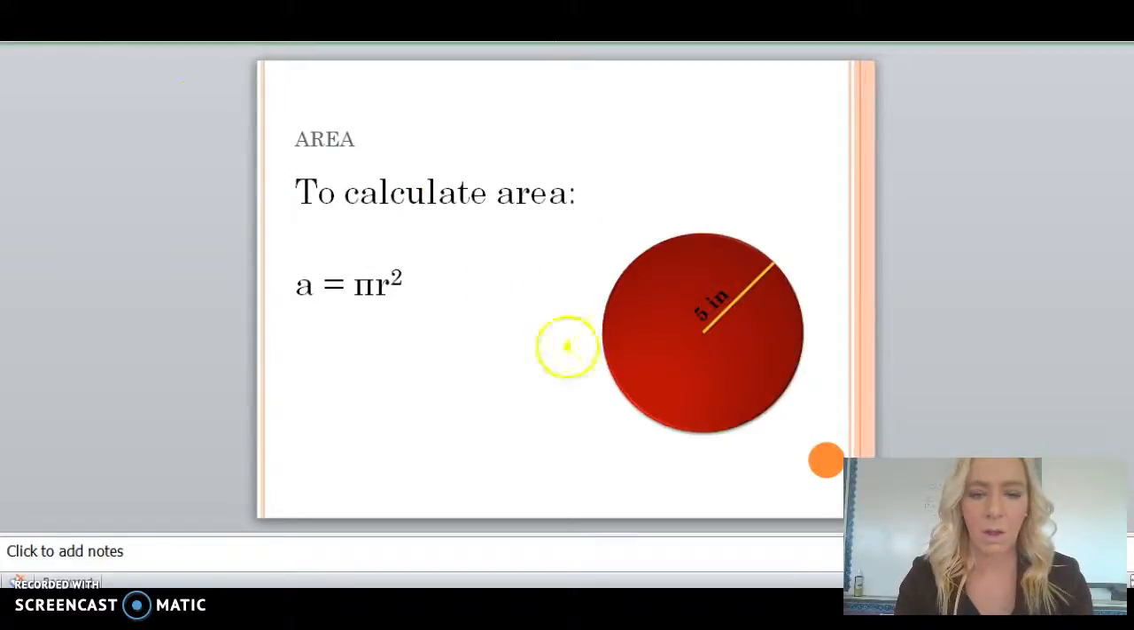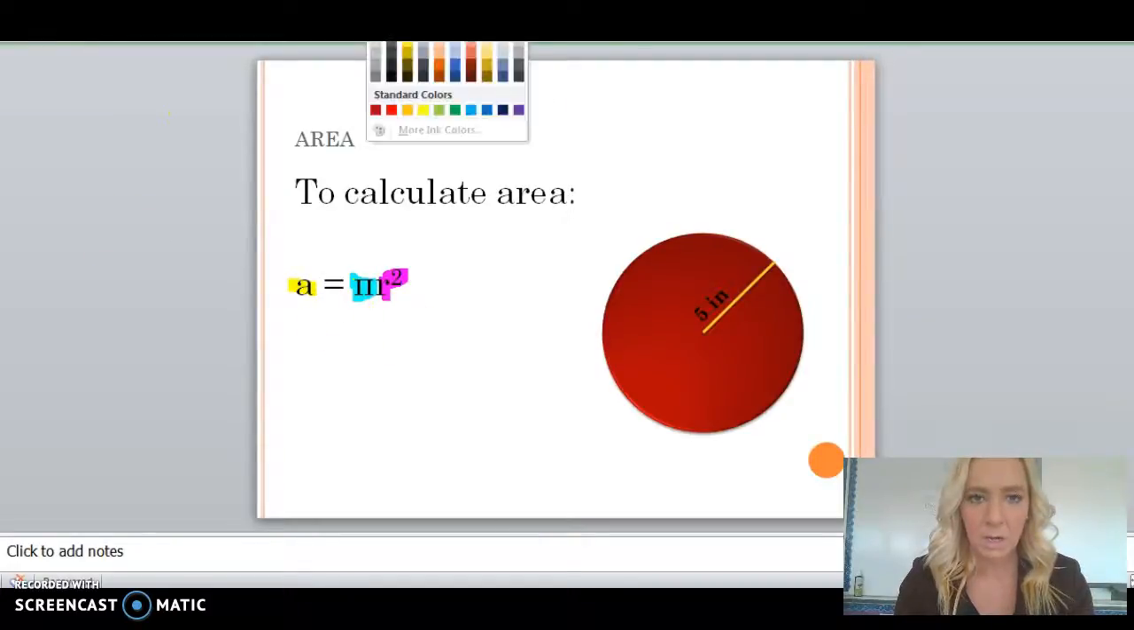So area of a circle is all the space inside of the circle. So in the last video we talked about circumference, which is the outside of the circle, but area is all the space that the circle occupies. So area equals pi, or 3.14, times the radius squared.